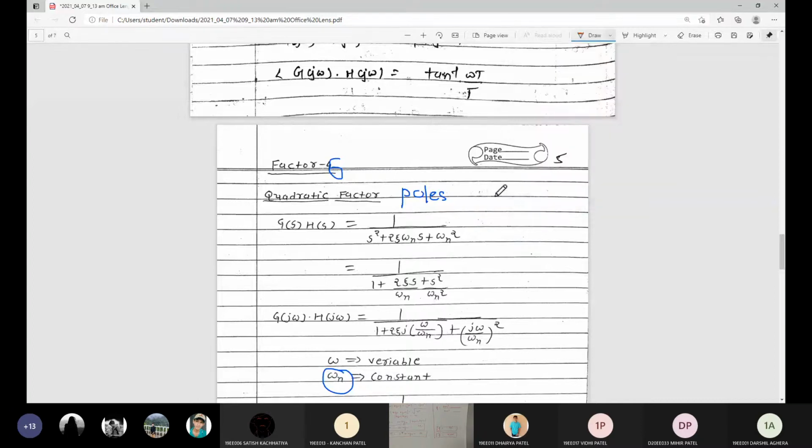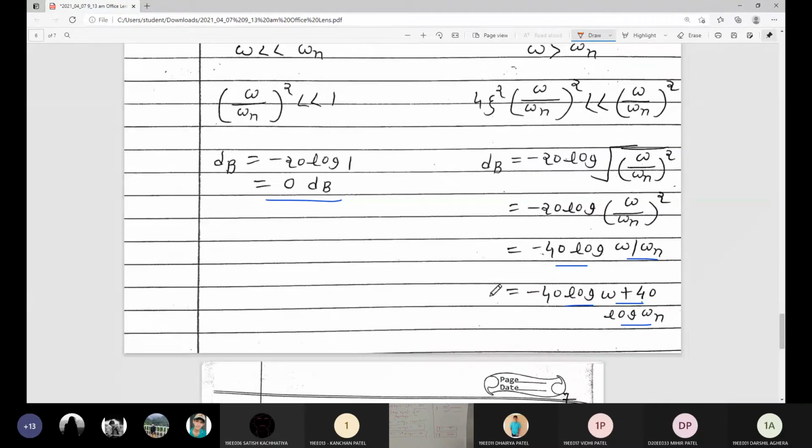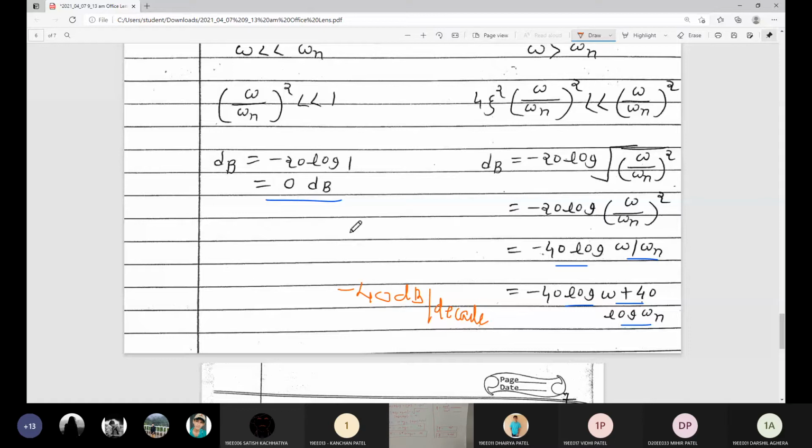You can do it for zeros also. But what you have to remember is that the contribution made by the quadratic factor is nothing but minus 40 dB per decade. As far as our syllabus is concerned, we are mostly not bothering about this quadratic factor. And for zeros, it will be 40 dB per decade.